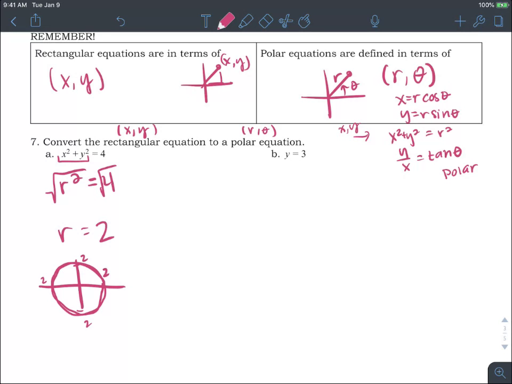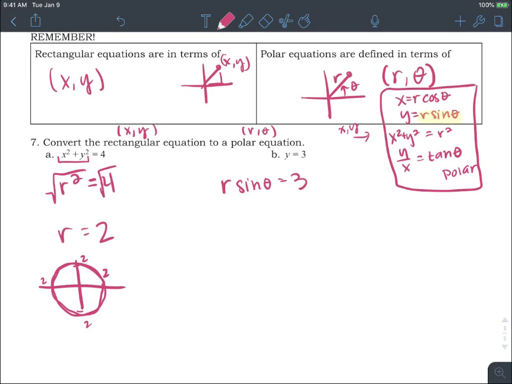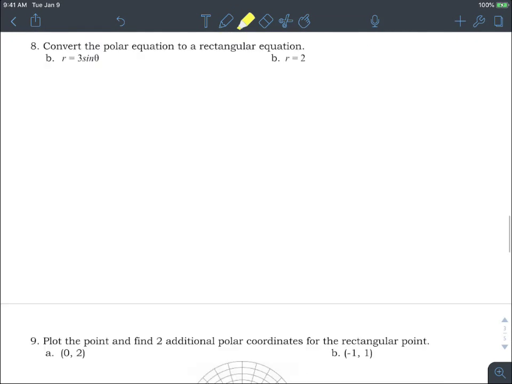Okay, next one. y is equal to 3. So I'm going to look into my little equation bank over here, and I'm like, ooh, what can I replace y with? Oh, it looks like I can replace y with r sine theta. So instead of y, I put r sine theta is equal to 3. Then I just have to solve for r. So r is equal to 3 over the sine of theta. We don't really know what that looks like, so we're just going to leave it like that. We're in terms of r and theta. Okay, so we're a polar equation.